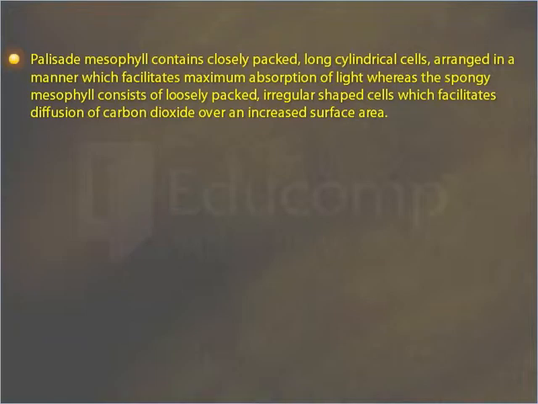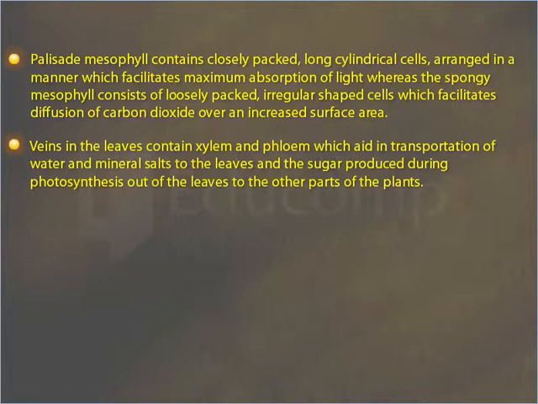long cylindrical cells arranged in a manner which facilitates maximum absorption of light, whereas the spongy mesophyll consists of loosely packed, irregular-shaped cells which facilitates diffusion of carbon dioxide over an increased surface area. Veins in the leaves contain xylem and phloem, which aid in transportation of water and mineral salts to the leaves, and the sugar produced during photosynthesis out of the leaves to the other parts of the plants.